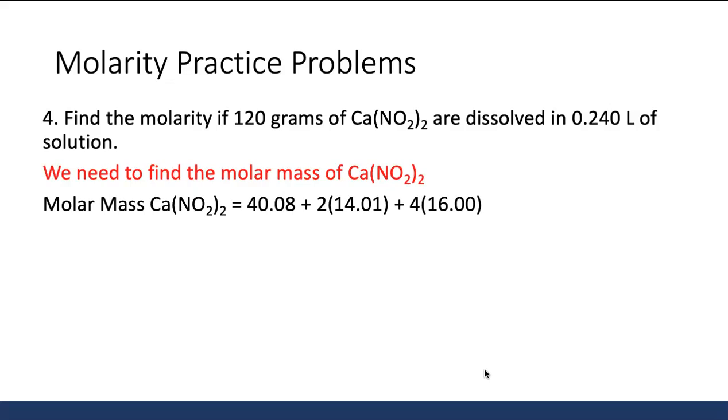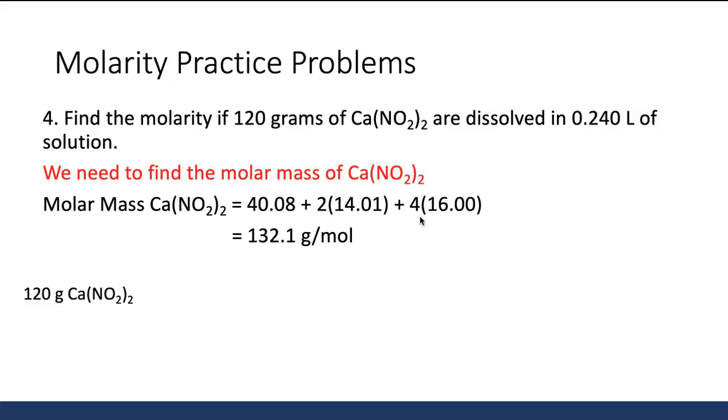40.08 plus 2 nitrogens plus 4 oxygens. So notice that 2 around my nitrite, that's going to distribute into my parentheses. So 2 times 2 gives me 4. 2 times 1 gives me 2 nitrogens. All right, so I simplify that, and I'll get a molar mass of 132.1 grams per mole.